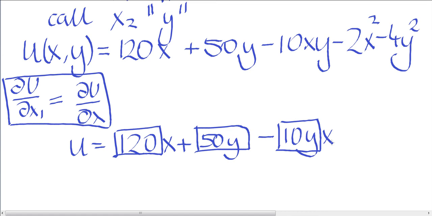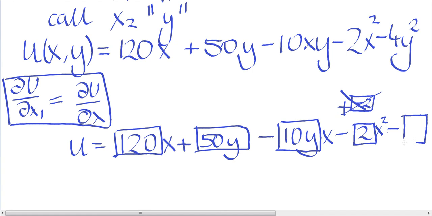And then I have minus 2x squared. If you want to write plus 2, plus minus 2 in there as well, that would work too, whatever you want. And then minus 4y squared: there's no x there, so throw the entire 4y squared into the box, and there's no x.